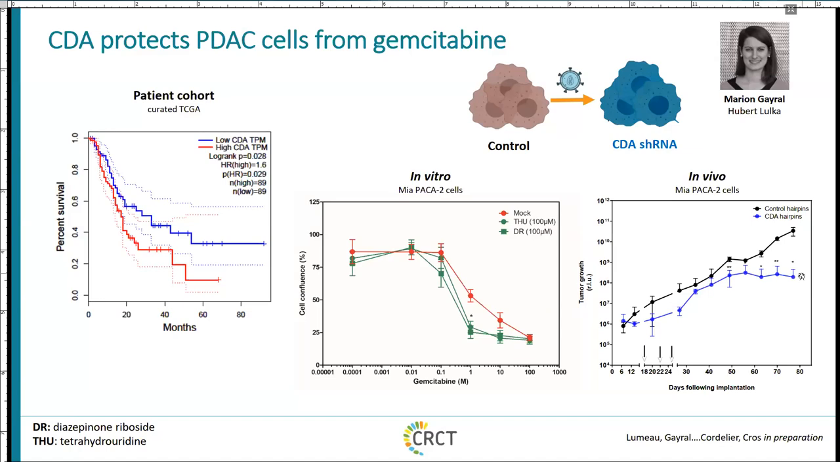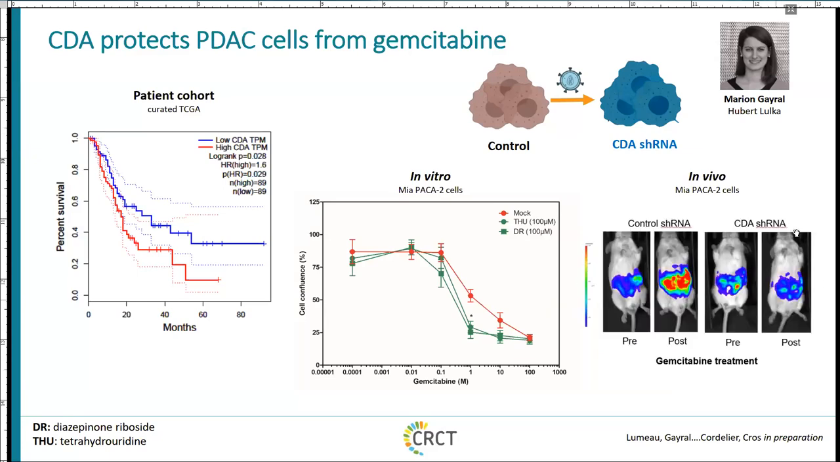And on the next slide, you will see a representative picture of mouse. If you go next, please, sorry. Okay, so here you have on the left side, the two mice got cancer cells with a control shRNA. So you see that regardless of the gemcitabine treatment, the tumor is growing. And on the right, when you blunt CDA expression, the chemotherapy is not working anymore. So it's very promising results. But that's not exactly the end of the story. If you can go next, please.